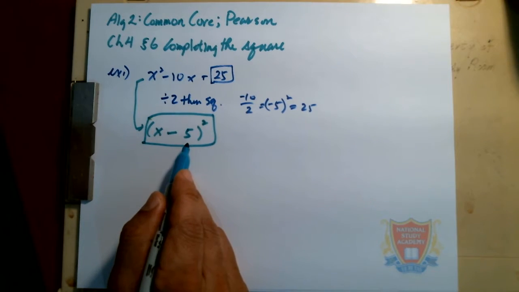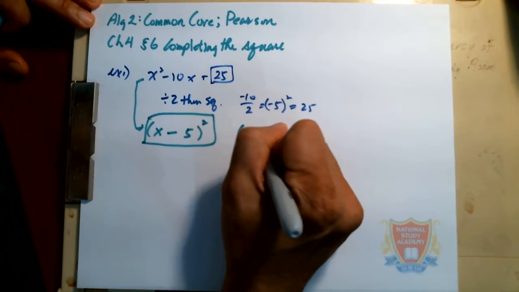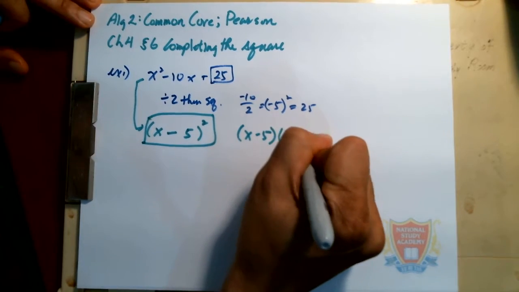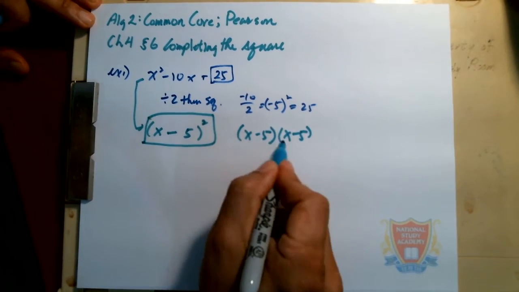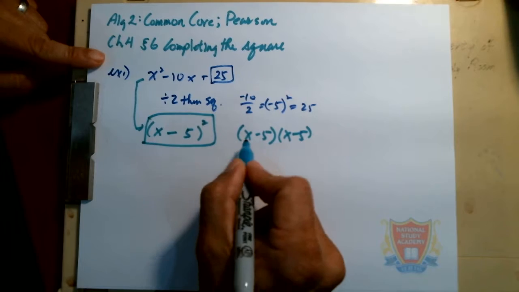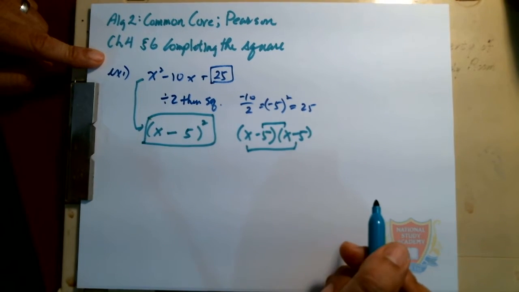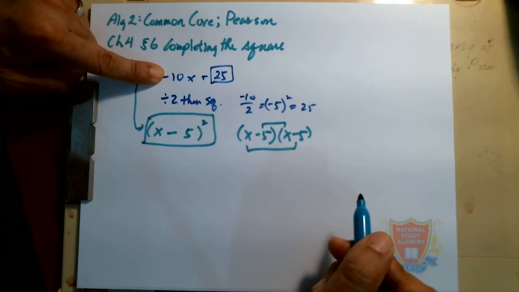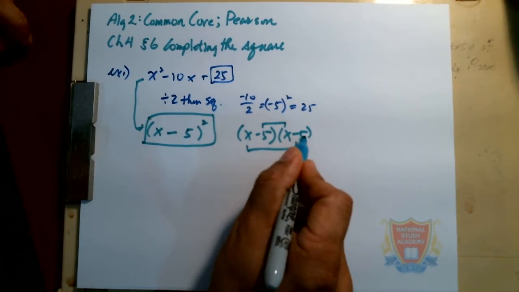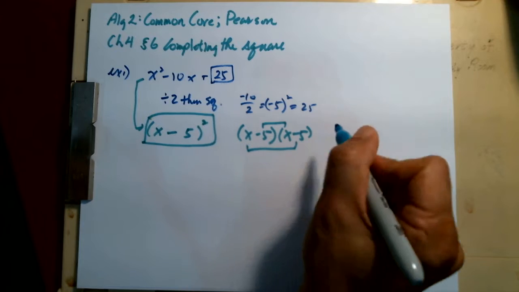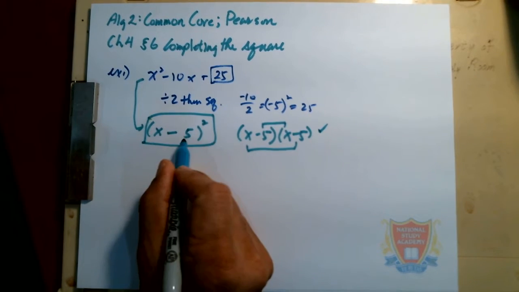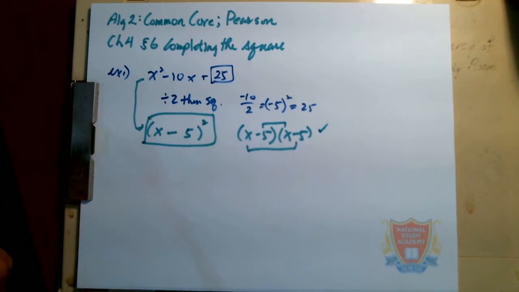If you're not sure about this, let's distribute this out. X minus 5 times x minus 5. You have x squared, which is right here. You have outer, which is minus 5x, minus 5x, minus 10x. You see that right there? And then plus 25. There it is right there. And so it worked. X minus 5 quantity squared.